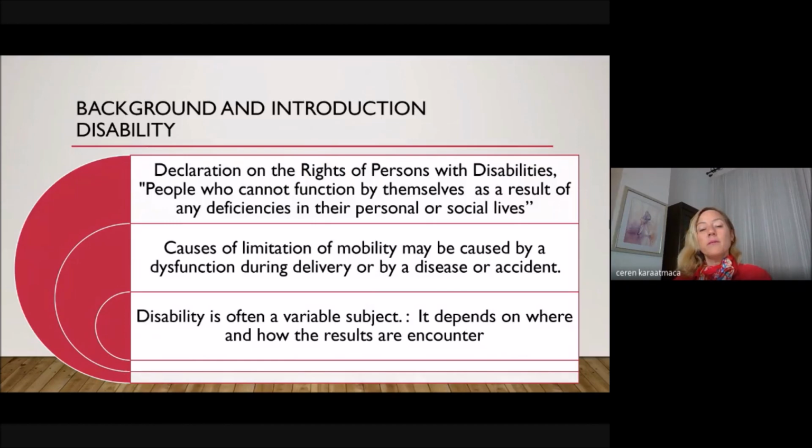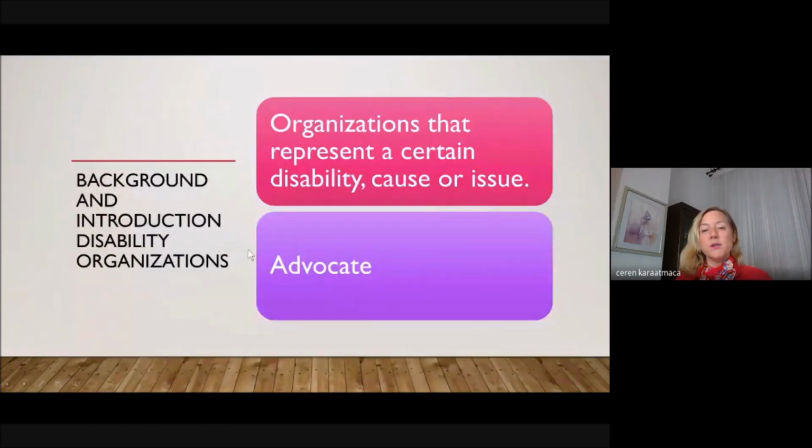Also we must keep in mind that disability is often a variable subject. So it depends on where and how the results are encountered. This is a thing that we should keep in mind. And when we look at disability organizations, these organizations represent a certain disability cause or an issue, and they usually act like an advocate of that special area.